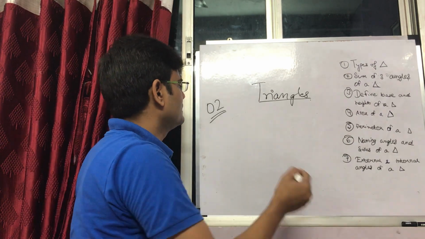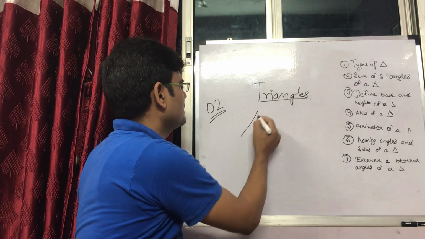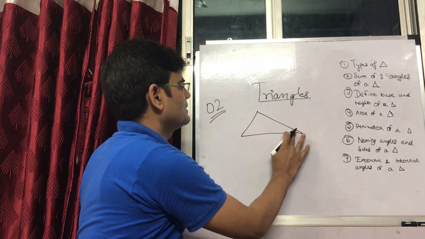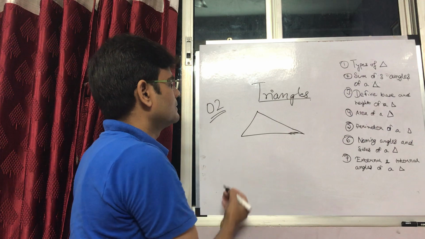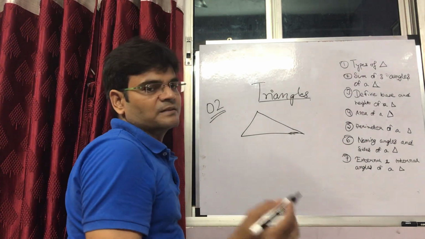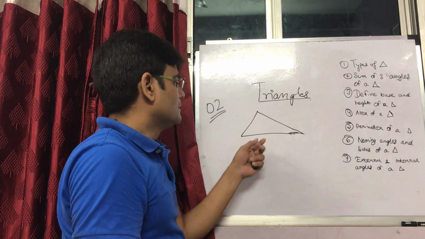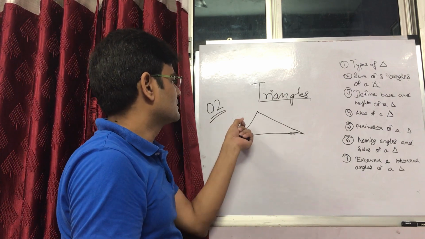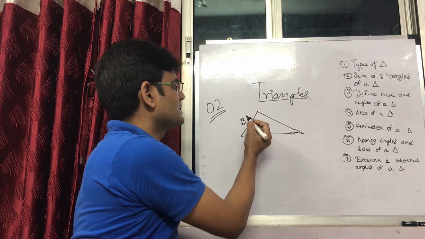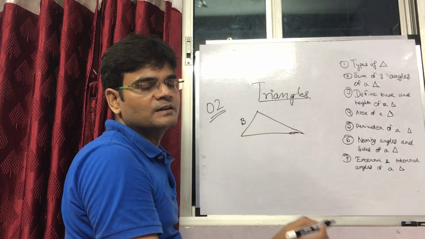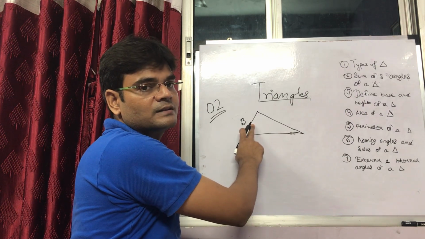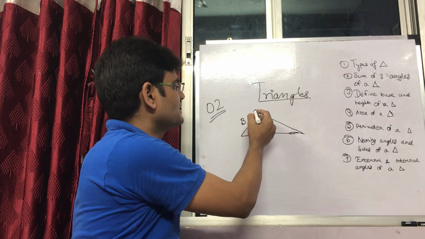Base and height of a triangle. Any triangle you can draw. Now, what is the base? What is the height? Depends which one you are taking as base. Here you can take this one as base, this one as base, this one as base. If you consider this one as base, what is the height of the triangle? It's very easy. Just look at the opposite angle of that side. This base.